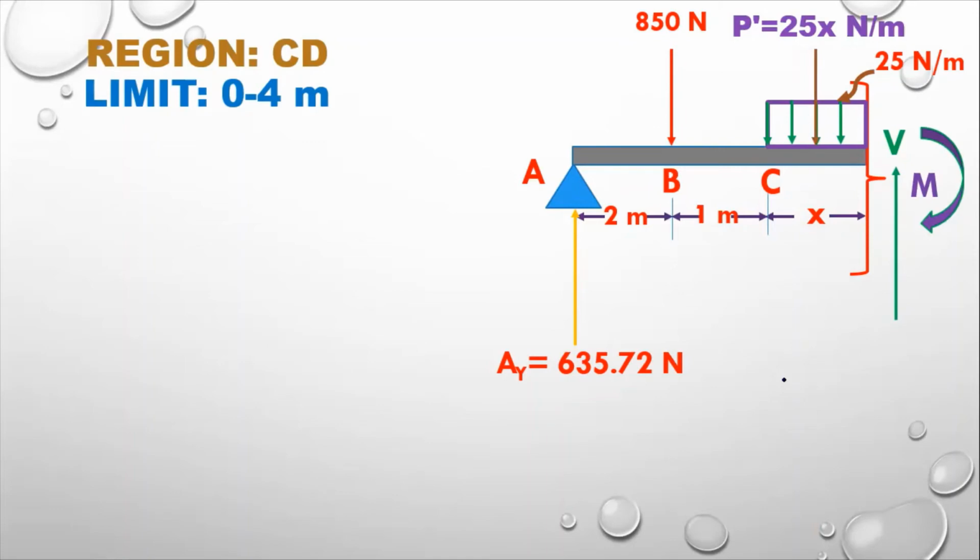Now x will be divided into 2 halves. How can I divide it? So x upon 2, x upon 2. You can see here what I did earlier with 4 upon 2.